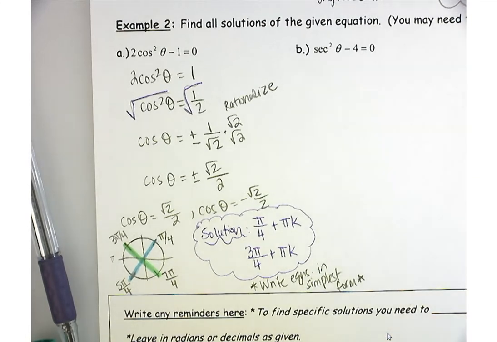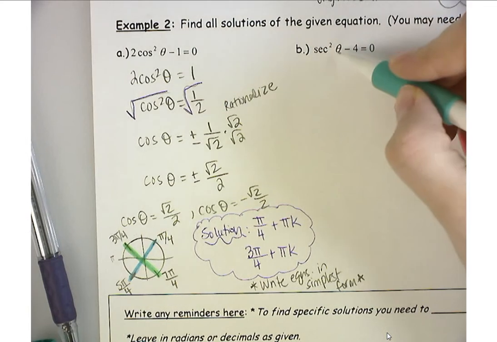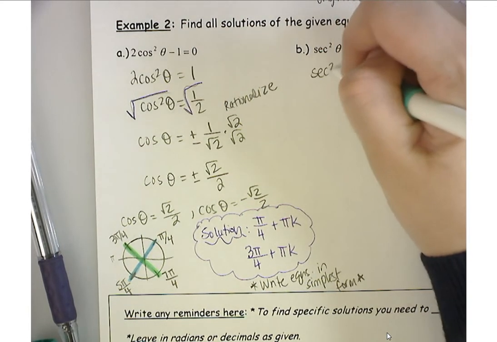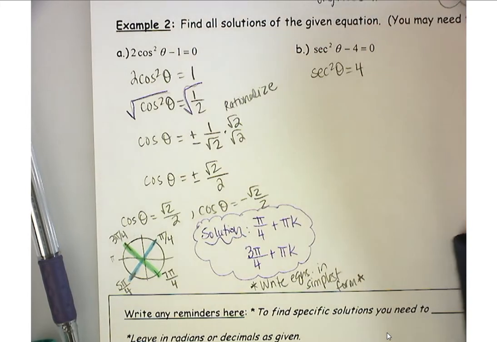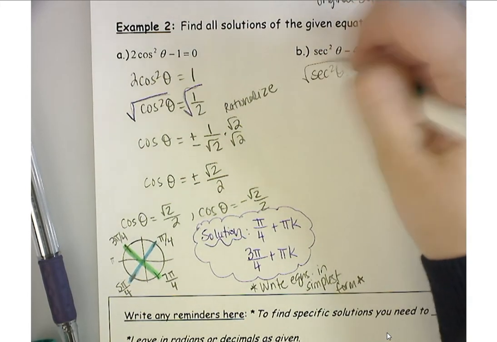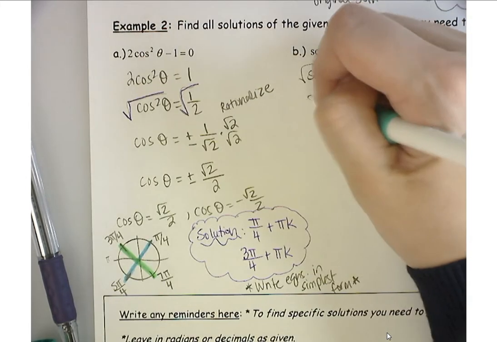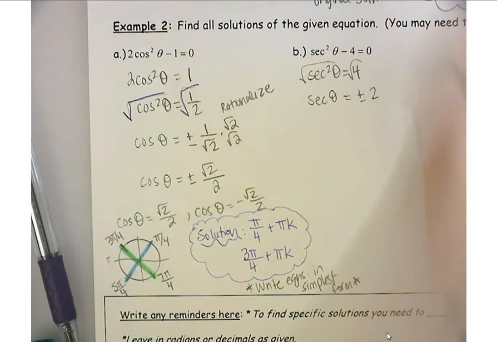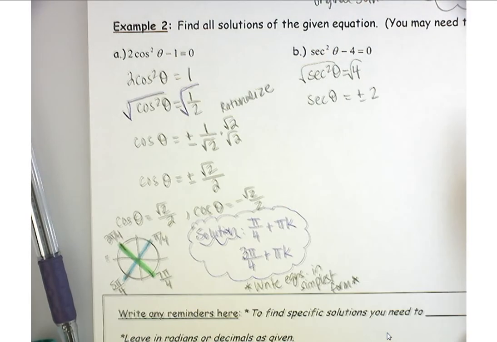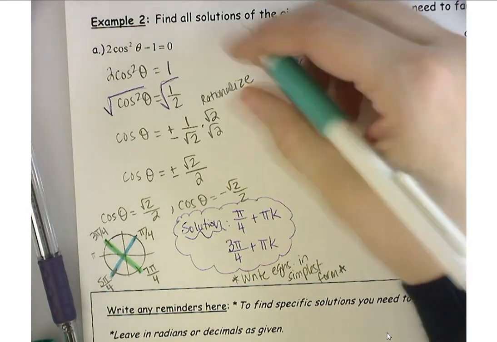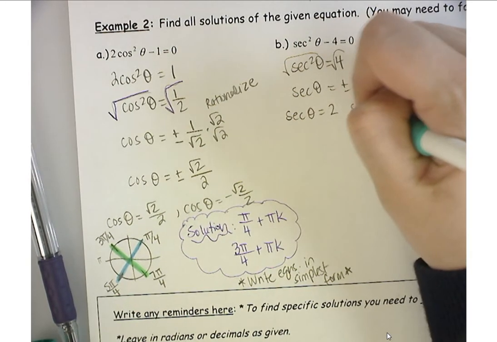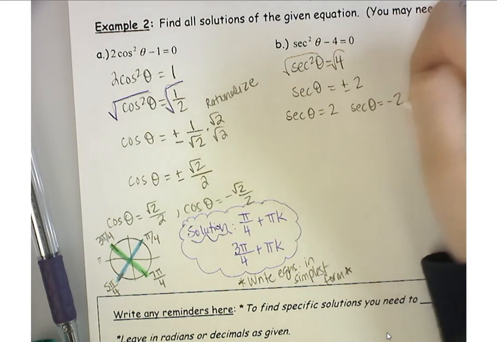Okay, now for the next one, I just have secant squared of theta minus 4 equals 0. So the secant squared would equal 4 if I added that over. And then I'm going to take the square root. So the secant of theta is going to equal plus or minus 2. So that means that my secant either equals 2 or the secant equals negative 2.